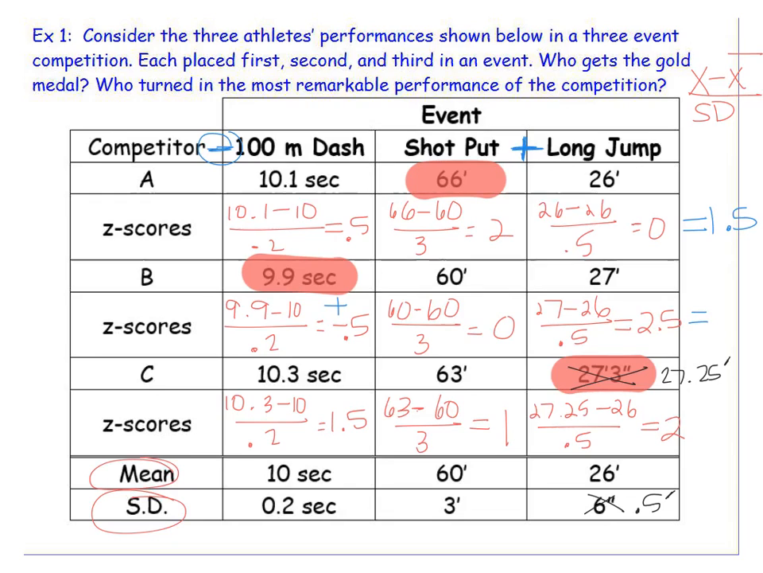I'm sorry, I had a number wrong, didn't I? I need to fix something real quick. This should not have been a 2.5. Hopefully you caught that and realized that that should have been a 2. There we go. So now we are back to adding 0 plus 2 plus another 0.5 is 2.5.